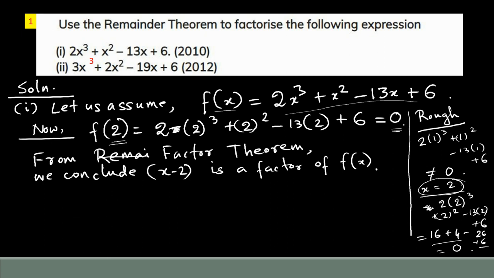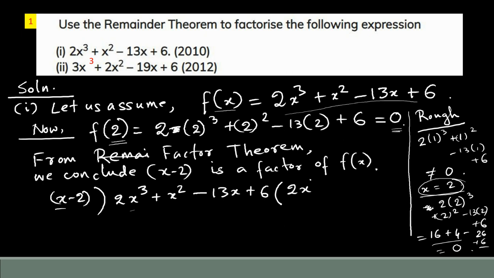Then you have to do the proper division. X minus 2 should be the divisor, and this is the dividend. So do the proper division. What should x be multiplied with to give 2x cube? We need to multiply 2x square with x. So we will get 2x cube minus 2 times 2 is 4, minus 4x square. Let me use this eraser a bit.